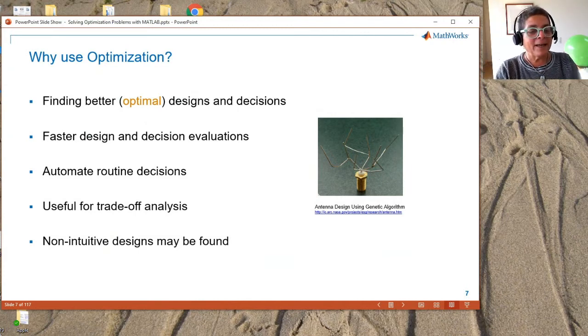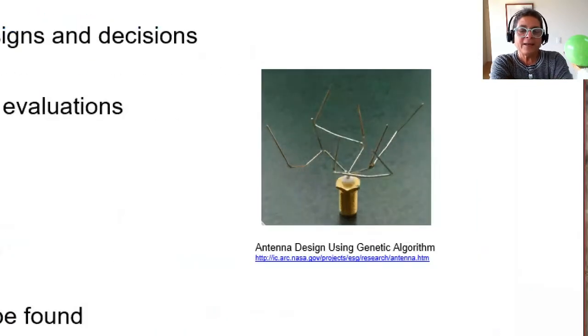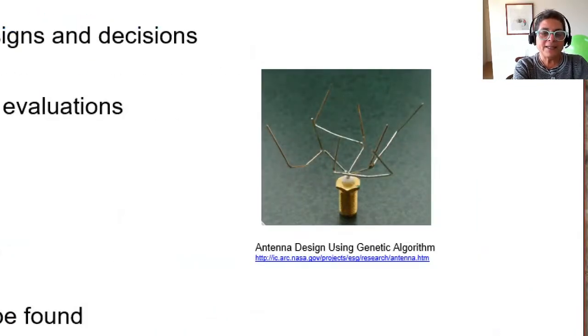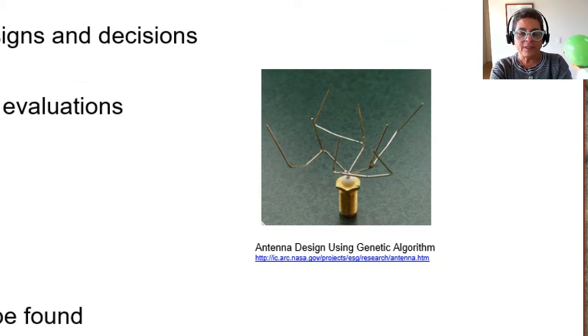And then finally, it's quite possible that you might find non-intuitive designs. And I think that that's one of the things that's delightful about this on top of everything else. What you'll see here is a picture of an antenna that NASA deployed, and they designed it using a genetic algorithm design. And what you see is what they ended up with.